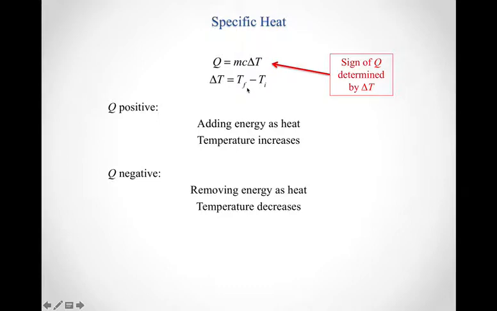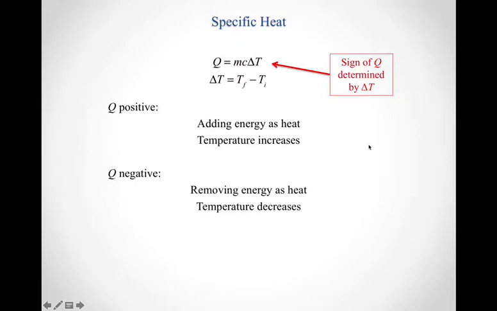On the other hand, if your temperature decreases, then delta T is negative. Multiply by positive c, positive mass, and again that tells you that your system had to give up energy as heat. So Q being positive means that you added in energy as heat and your temperature increased. If Q is negative, then you removed energy as heat from your system and the temperature of your system decreases. Perfectly valid way to deal with this equation.